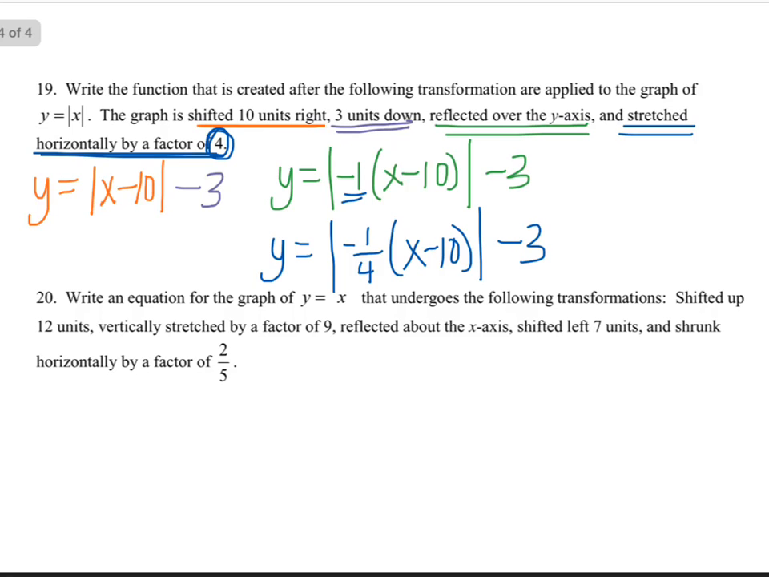That one's a little bit more difficult with the horizontal, but if you just take your time and graph it as you go, hopefully you're getting better with these, so a little bit easier.